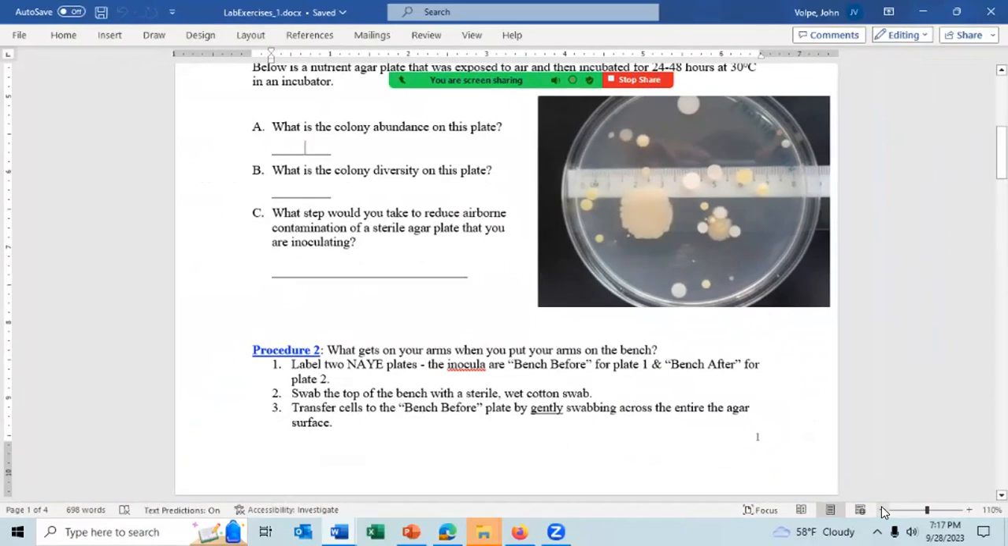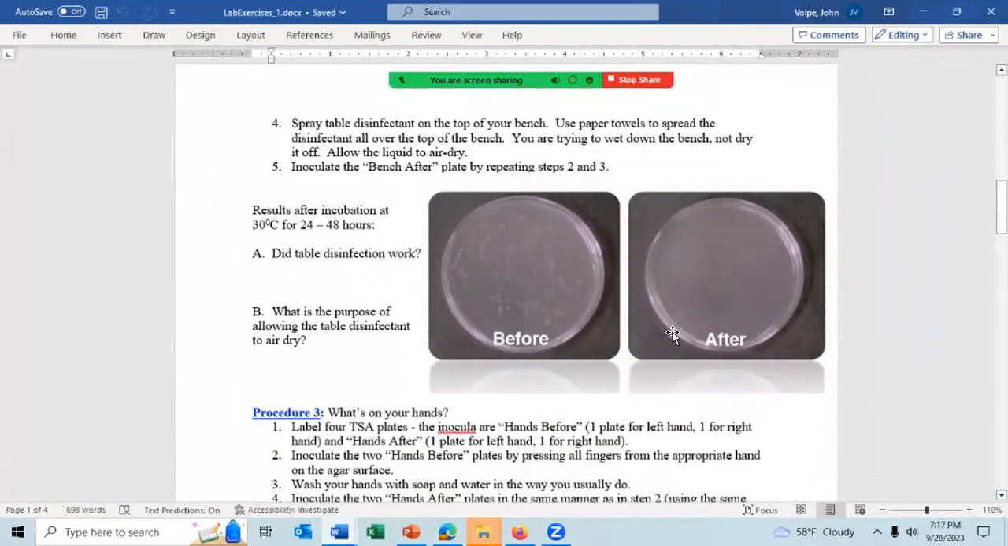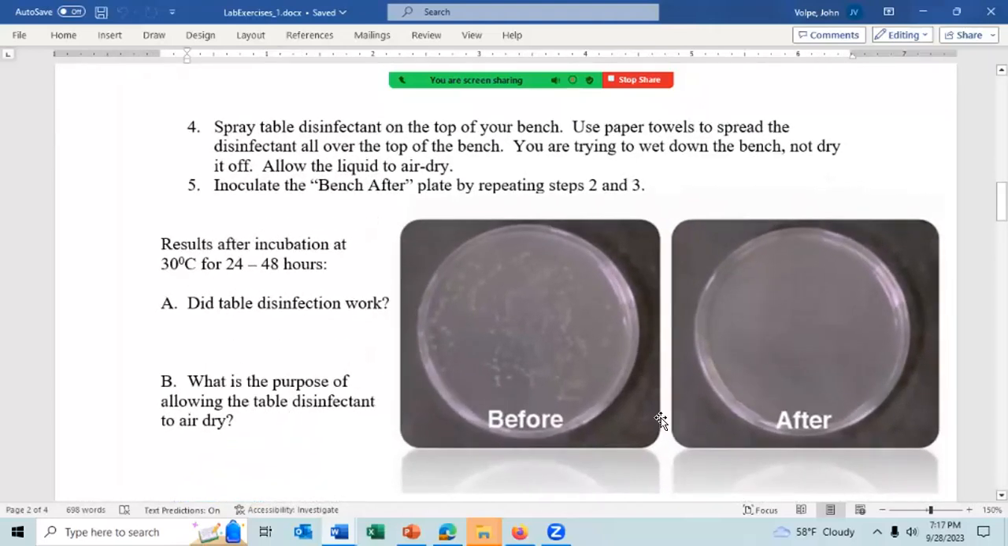All right, procedure 2. What gets on your arms when you put your arms on the lab bench? You can read through the procedure. To save time, I'm not going to read through it. The first question, procedure 2A, and I'll just abbreviate that P2A. Did table disinfection work? Here's a streak of the table before disinfecting the table, and there's a streak after disinfecting the table.